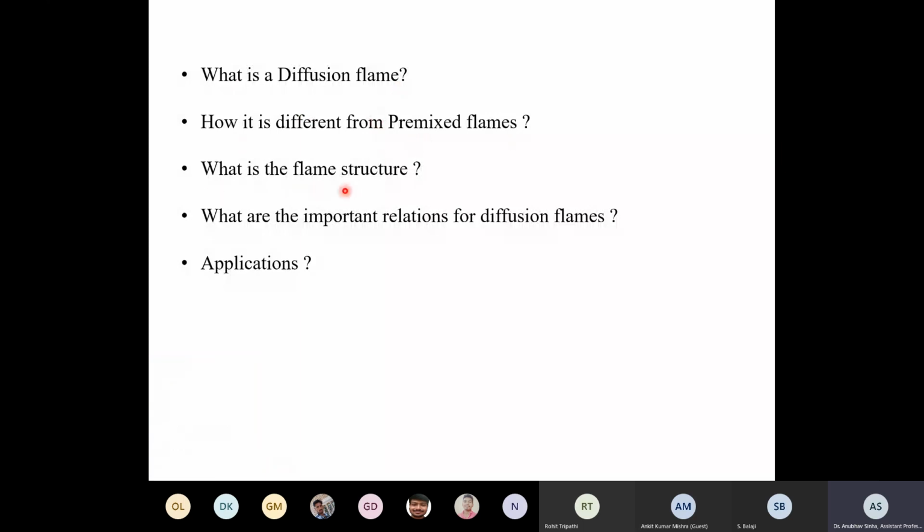As we have already mentioned, this is a different type of flame, so the flame structure should also be different. We'll look into that, and we'll also look into some relations. Today's class is mostly an introductory class, so we'll not do any derivation today. Maybe from tomorrow or next week we have a few derivations. I did not want to scare you people. So today we'll mostly look into pictures and videos. And what are the applications for diffusion flames?